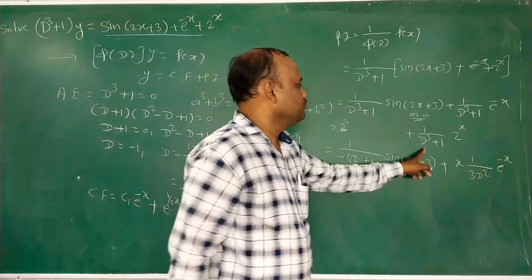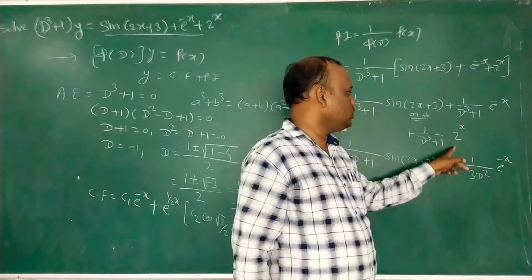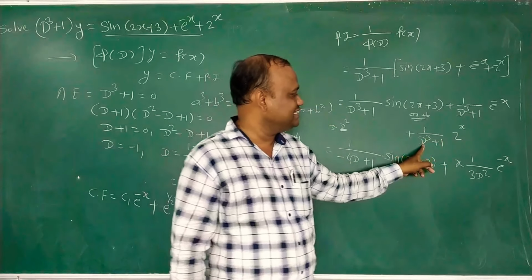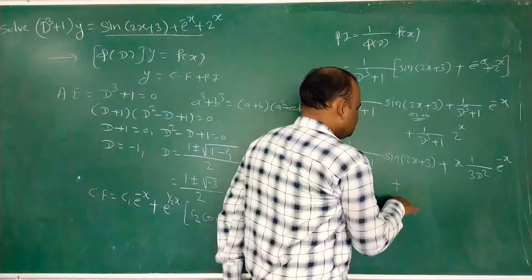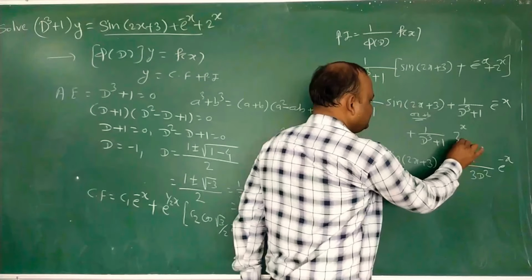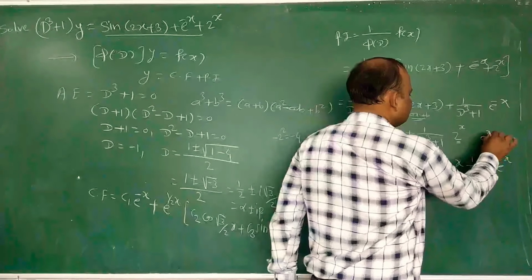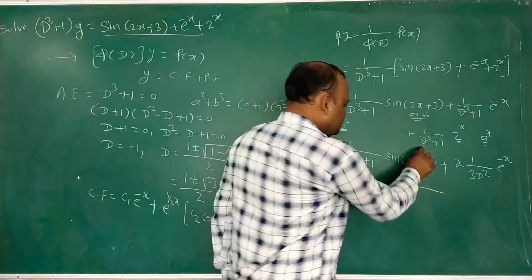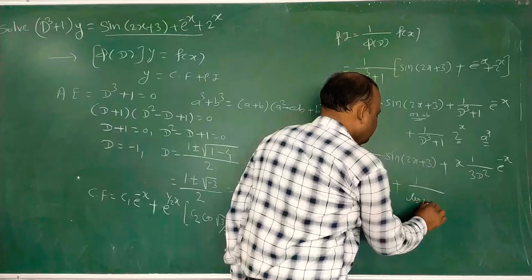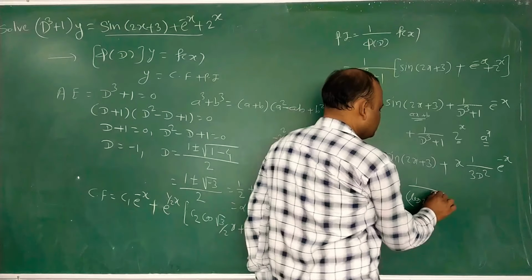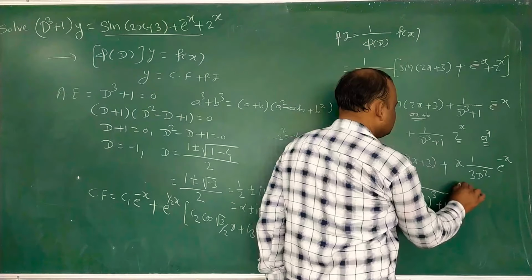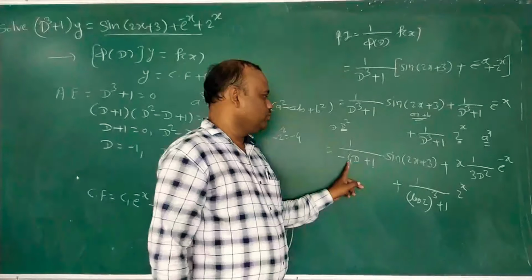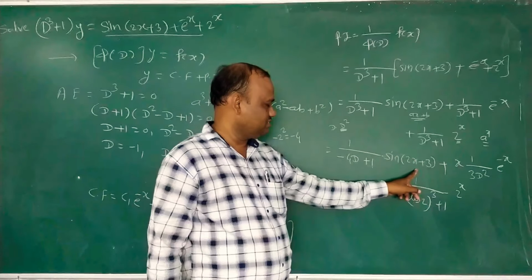And in the last, if f of x is equal to a raised to x, then how do we write the complementary function? For that we have to replace D by log a. So plus 1 upon, a is 2 here, meaning a raised to x is given, then you have to replace D by log a. So here you have to replace D by log 2 cube plus 1 into 2 to the power x. Now here 1 minus 4D, sine of 2x plus 3.